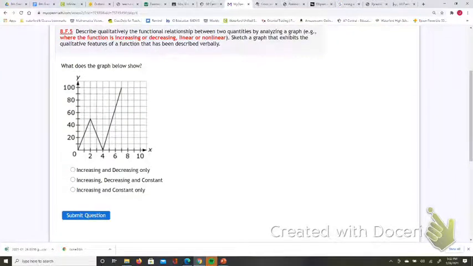Number 4. What does this graph show? I start on the left. It's increasing because it's going uphill, decreasing going downhill, increasing going uphill. So it's increasing and decreasing, but there's no flat, so it's never constant. So this one is increasing and decreasing only. Submit.